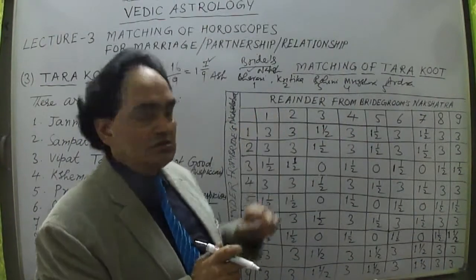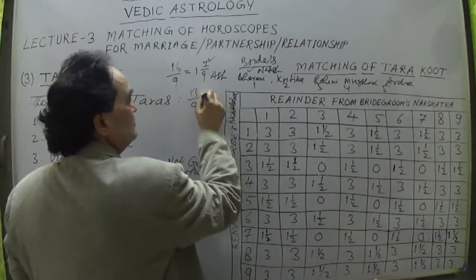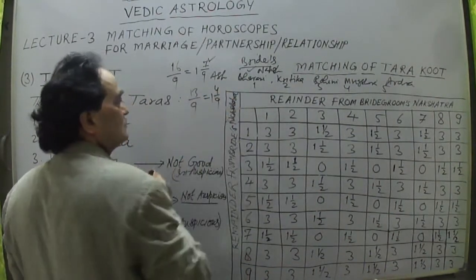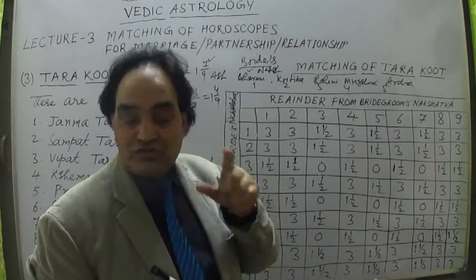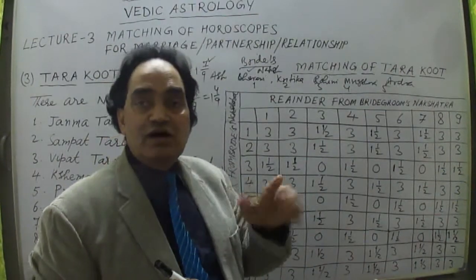Now 13 is divided by 9 with the remainder. 13 minus 9, 4. So 4 is the remainder here. 4 is benefic. So for this, 1.5 marks is given.